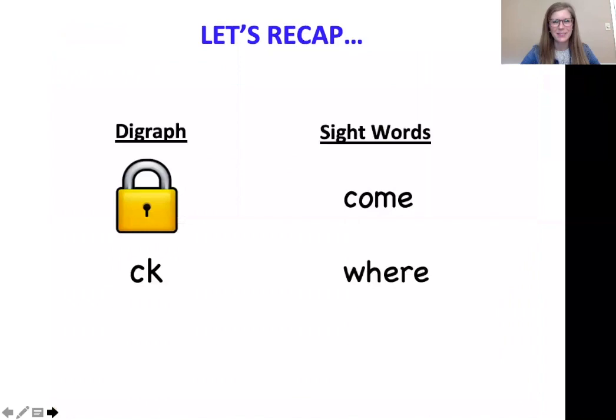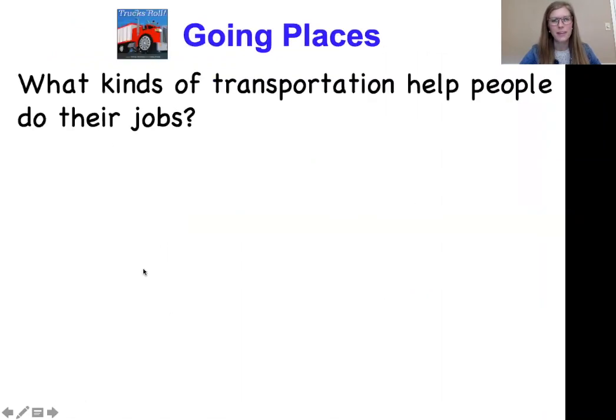Great reading. Boys and girls, we have learned so much so far. Kiss your brains for thinking so hard today and helping you learn. Today, we've talked about the digraph CK, as in lock, and the sight words come and where. Now it's time to move on to reading.